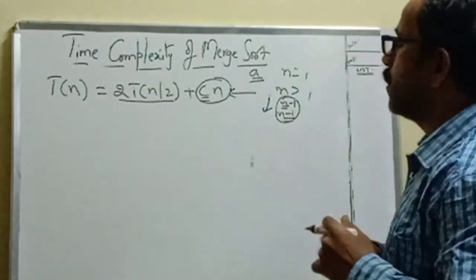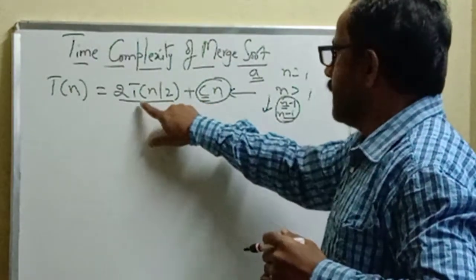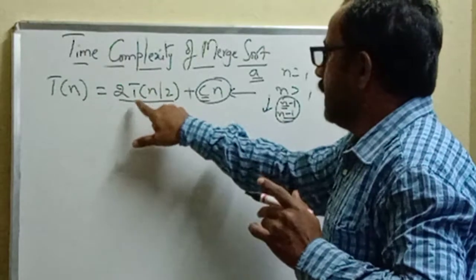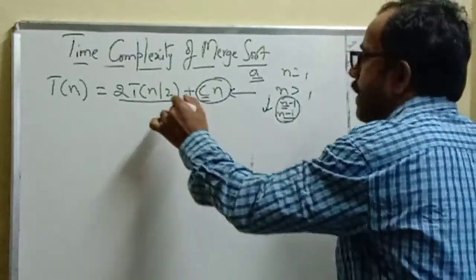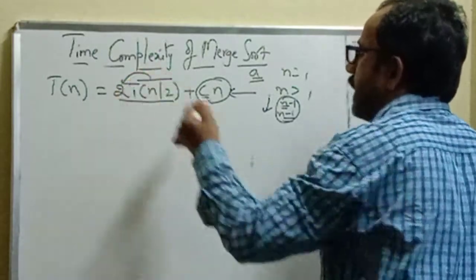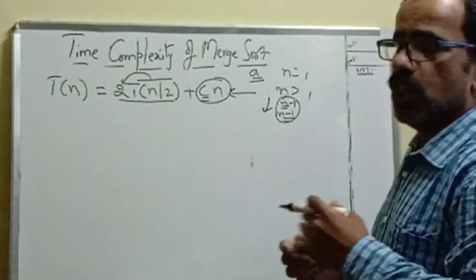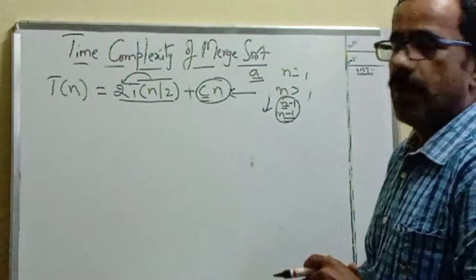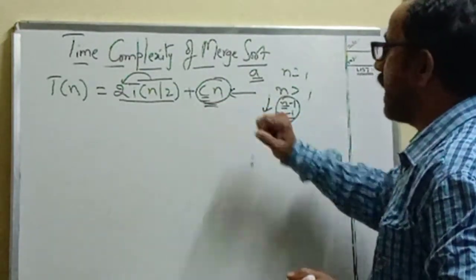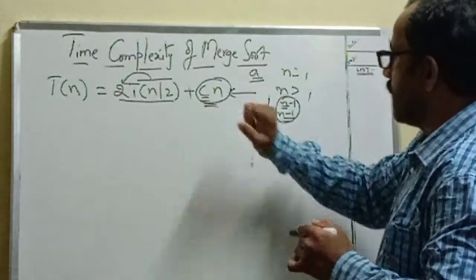This is the time required to solve one n by 2 element problem. T of n by 2 means there are two n by 2 element problems. First solve one n by 2 element problem and multiply it by 2, then we get the total time needed to solve the n element problem. And this Cn is there anyway, because this is division time as well as combining time. That's why I put the coefficient as a constant.